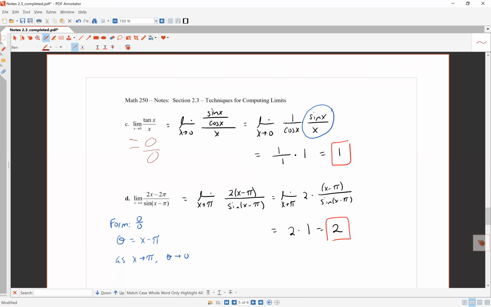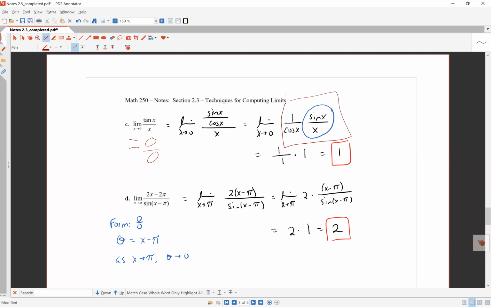But if you use some kind of algebraic trick, the trig substitution, the tangent function is defined as sine of x over cosine of x. So now we end up with the limit of tangent of x over x, which is the limit of 1 over cosine times sine of x over x. And we know that sine of x over x as x goes to 0 is 1, and cosine of 0 is 1. We can just use direct substitution.